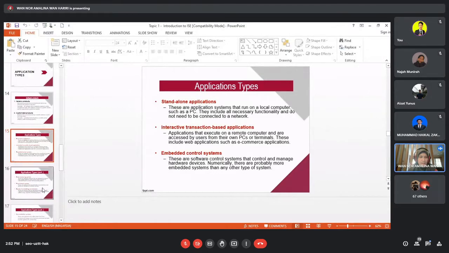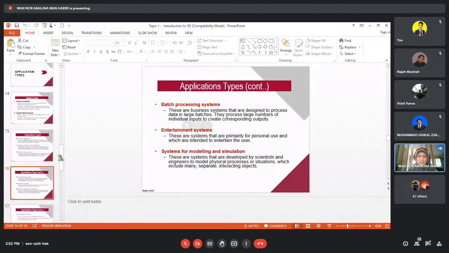Next is about batch processing systems. Yeah. Batch processing systems are systems that are designed to process data in large batches.